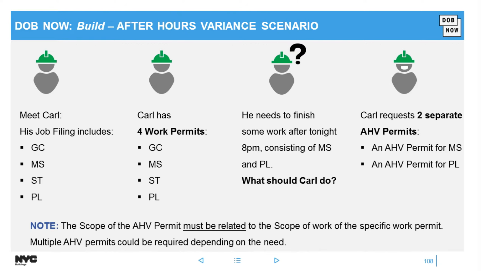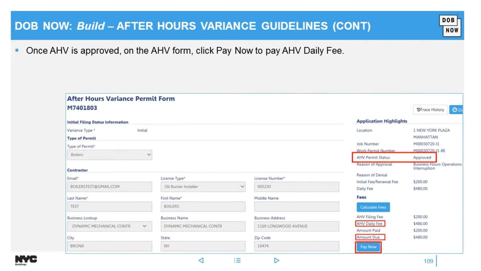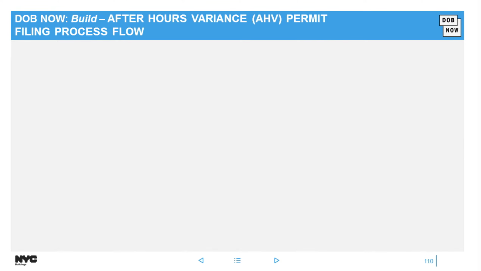And then I have a note here to remind you that your AHV must be related to the specific work permit you're doing work for. So how do you do that? You do all of this online, and you pay online as well. Once your request is approved, the daily fee will be calculated. You'll click pay now. Once it says permit issued, you'd head to your My AHV Work Permits tab, scroll across, and click print AHV permit.